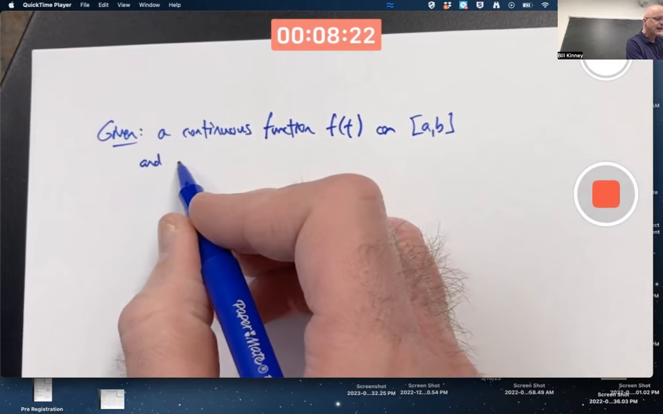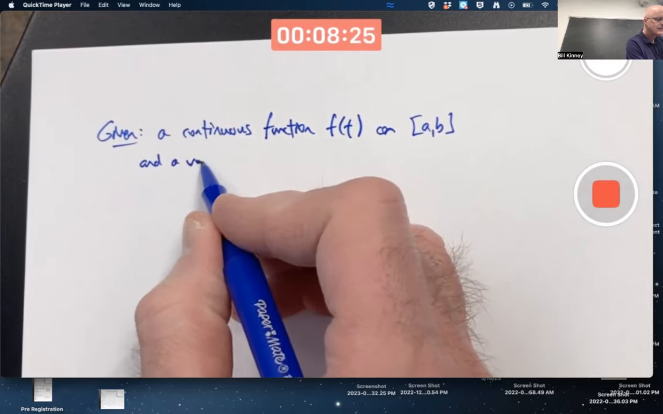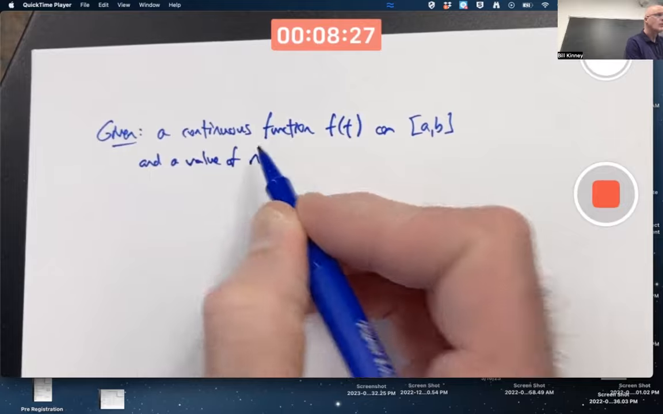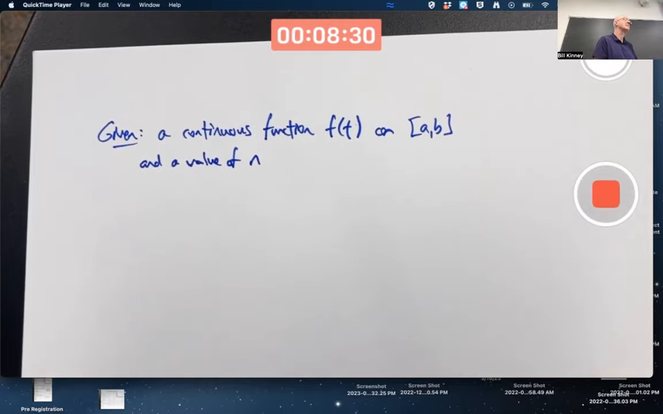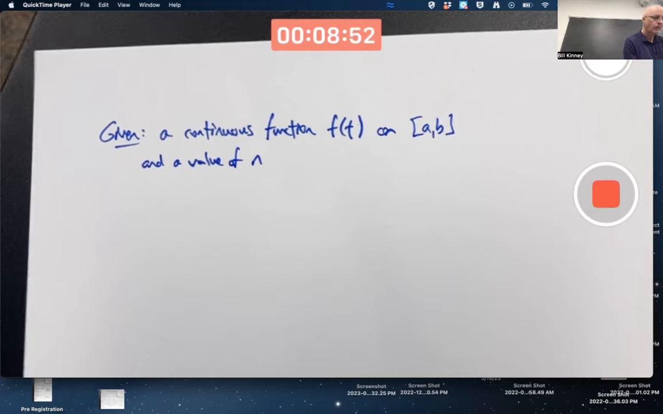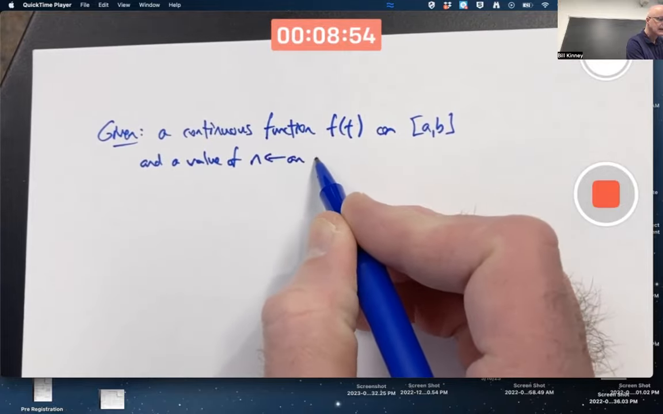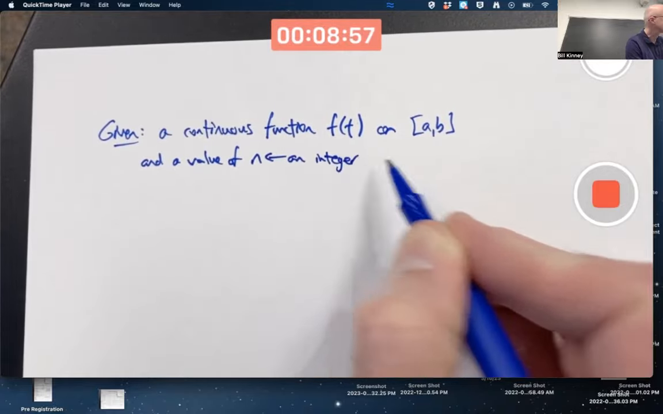And we've got a value of n, which is going to represent the number of subintervals of the big interval. You're going to partition that big interval into a bunch of little pieces. Partition means break it up. A bunch of little subintervals of the same length, delta x, and n is some fixed positive integer like 1 or 2 or 3 or 4 or 5, etc. This is an integer. Positive integer, in fact.